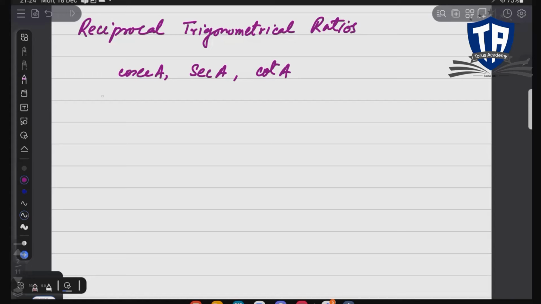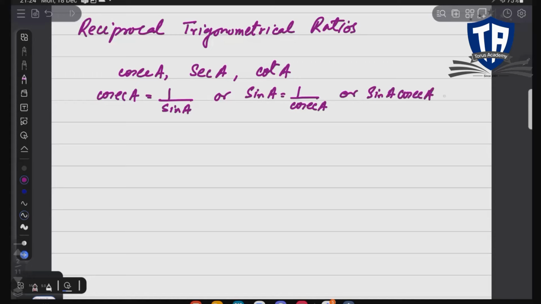Basically, cosecant of an angle, secant of an angle, and cot of an angle are the reciprocal relations of basic trigonometric functions. Cosecant of an angle A is equal to 1 over sine of an angle A, or we can also write sine of an angle A is equal to 1 over cosecant of an angle A, or we can also write sine of an angle A times cosecant of an angle A is equal to 1.